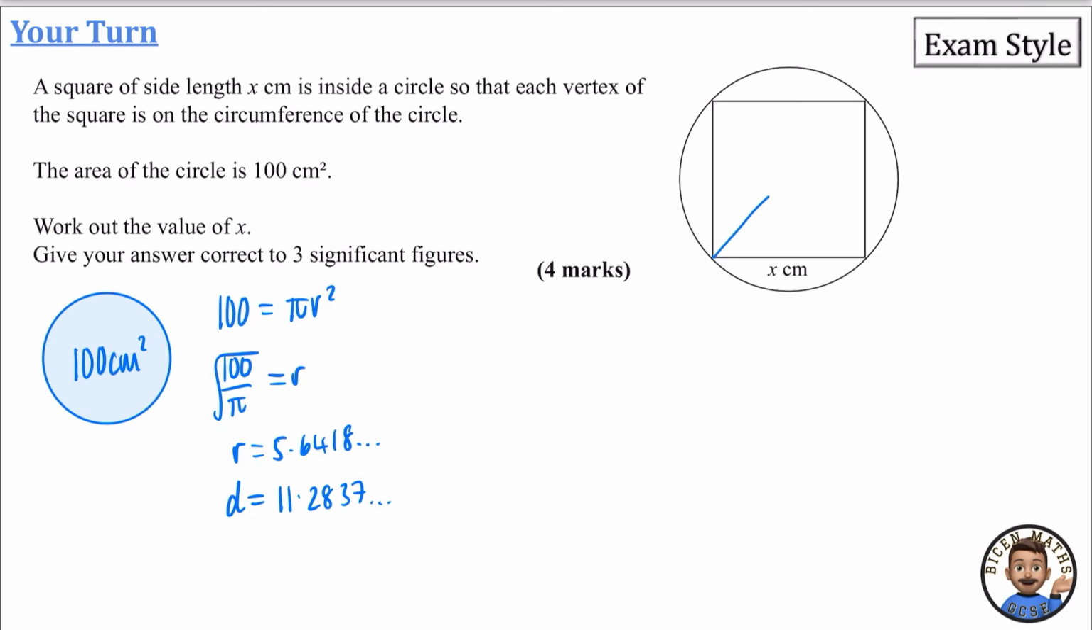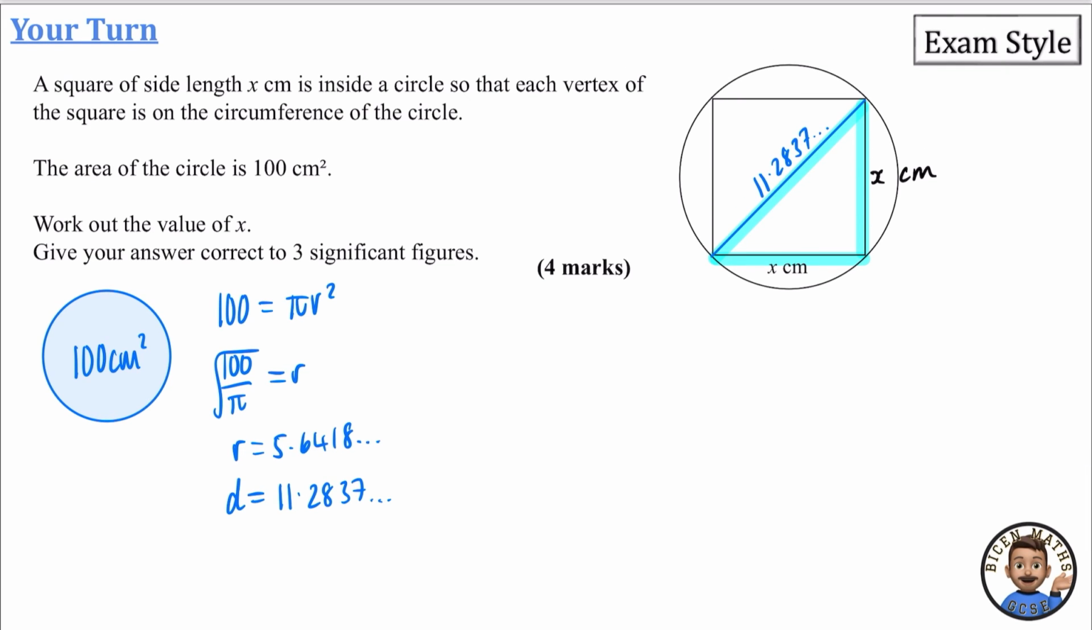Now that I know the diameter, I'm going to go to this triangle that I have over here. I'm going to create a diameter on here. Now you could have drawn the diameter like this if you wanted to, but it's not going to help us with the square. If we go from the corner to the corner, we know that that's going to be a diameter of the circle, and that is 11.2837 blah blah blah. And because it's a square, we know that the side length on the other side is also going to be x centimetres. So we've now got a right angled triangle, because we know that a square has got a right angle in one of the corners. We know that 2 of the sides are x, and the third side is the diameter that we've got there.